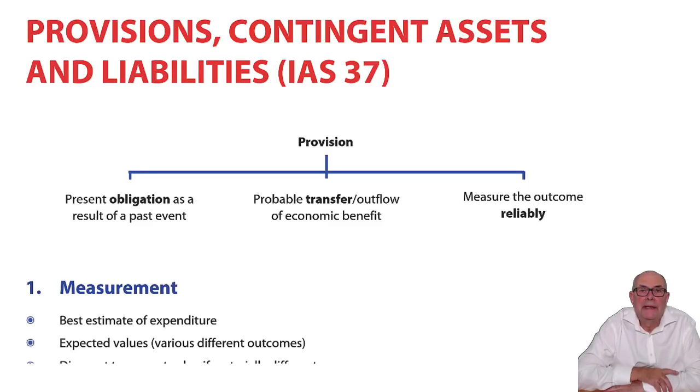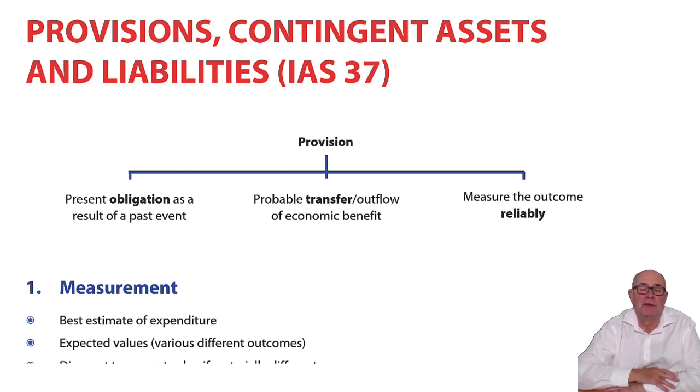Hello. In this short lecture, we're going to look at provisions and contingencies, IAS 37. IAS 37 was introduced because companies were using provisions to manipulate profits. So if they had too many profits in one year, they would set up a provision that they didn't really need, and then they would release it the next year. It's a great way to plan out profits if you want to.